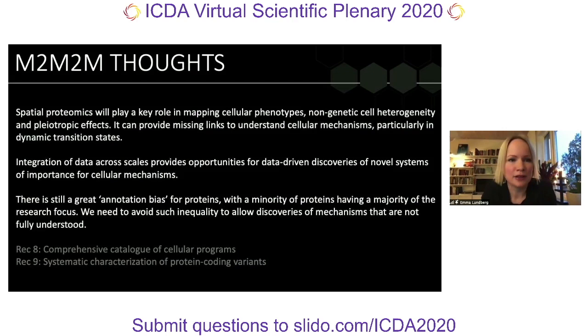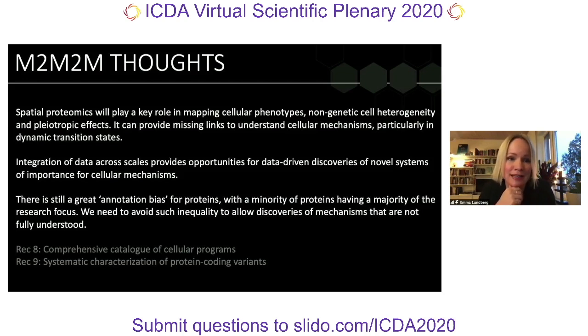And as a last slide, I thought I would just summarize my thoughts in the maps to mechanism to medicine aspect. And this mainly goes in line with recommendations 8 and 9. So sorry for the lack of disease focus here. But I do believe that spatial proteomics can play a role in mapping cellular phenotypes, non-genetic cell heterogeneity and pleiotropic effects. I think we can provide missing links to understand cellular mechanisms, particularly when it comes to dynamic transition states that later give rise to genetically imprinted and inherited traits. And integration of data across scales provides opportunities for data-driven discoveries of novel systems of importance for cellular mechanisms.